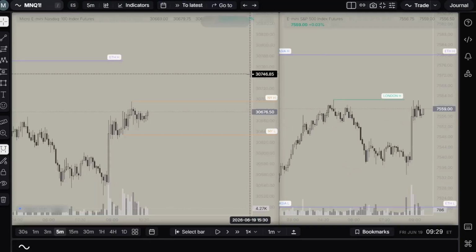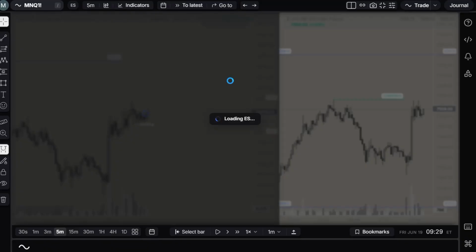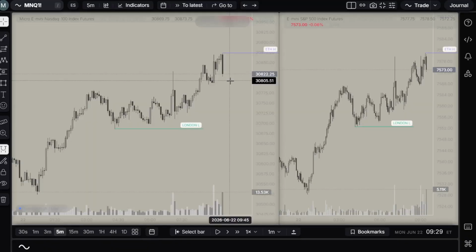Another thing I've noticed from collecting data on this strategy: this strategy tends to work better at the beginning of the month, I feel like the opens are better at the beginning of the month. Call me crazy, I don't know.